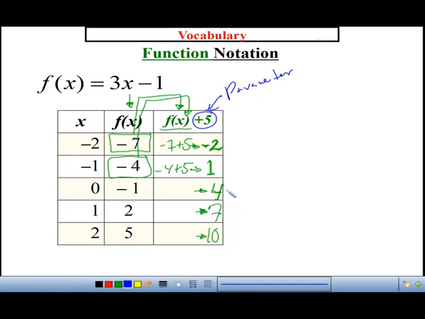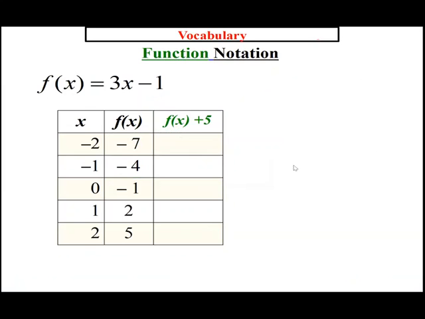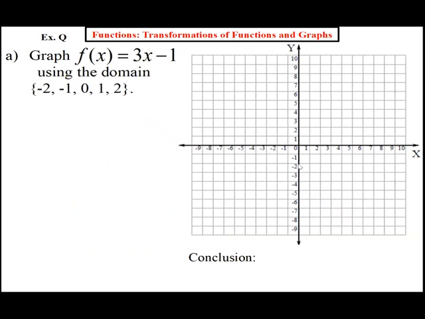Okay? So I gave you the work for this, and I gave you this and everything here. So what I want us to do, I'm going to take it step by step so that you can see how everything is going to work out each step of the way. We're going to do that in a coordinate plane. So have a coordinate plane handy. We're going to do this again, but it's going to be looking like this. Copy this, please. Example Q. It reads, graph f of x equals 3x minus 1 using the domain -2, -1, 0, 1, and 2.